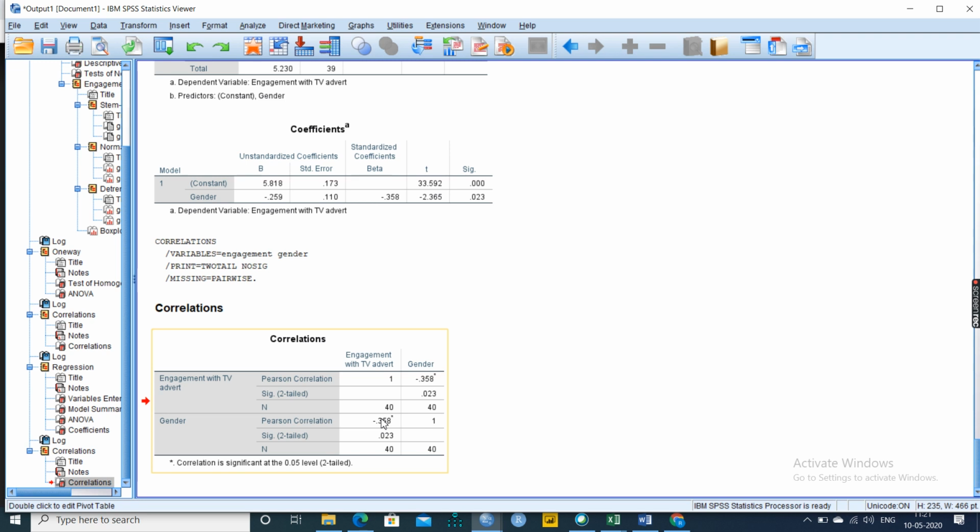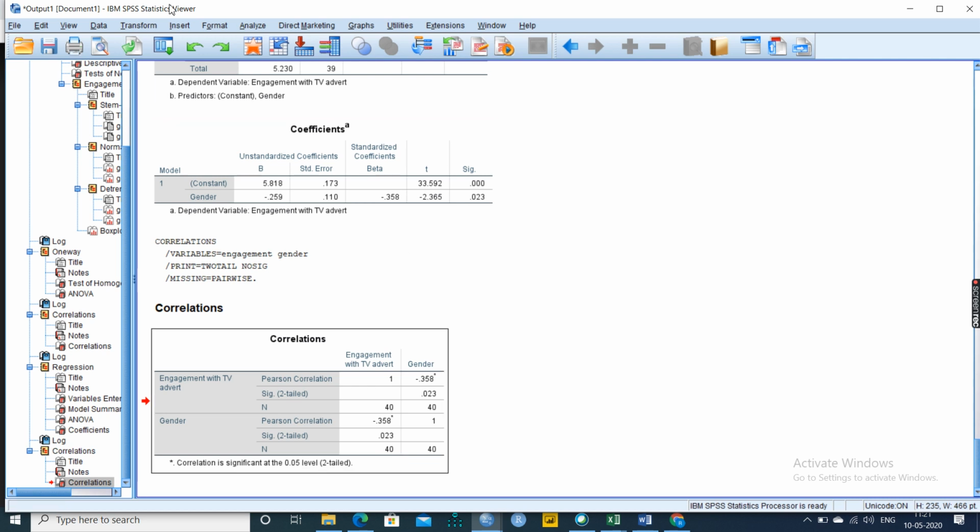Sign should not be considered under point biserial correlation. This is a thumb rule. And one more point to be considered here is R is 0.358. Since we are not considering the sign, it is 0.358. We can calculate R squared by straightly squaring this. 0.358 into 0.358 is 0.128.